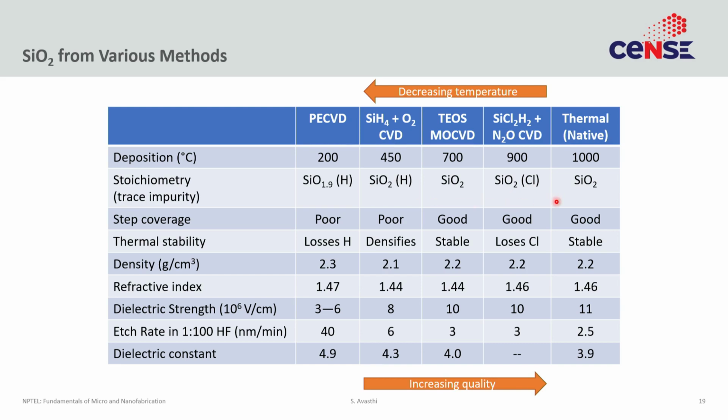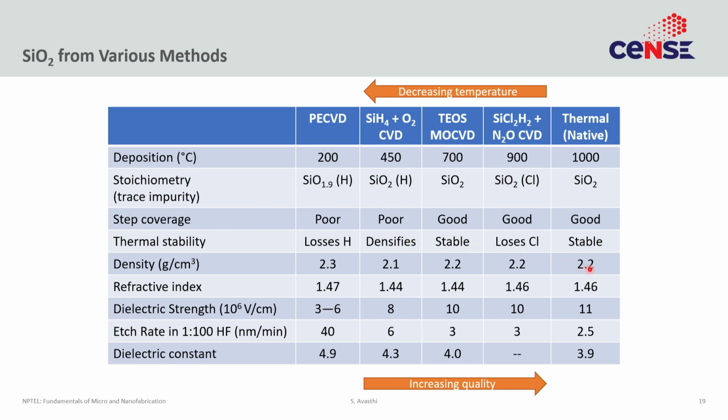Step coverage tends to be better when things are temperature limited. So at high temperature, you tend to get good step coverage. When you are relying on things like plasma, you often do not get good step coverage. Thermal stability. So this is very stable, this is less stable, and you can sort of understand that you're just looking at the stoichiometry. Because it's off stoichiometry, it's a little more unhappy, and that makes it a little more unstable.